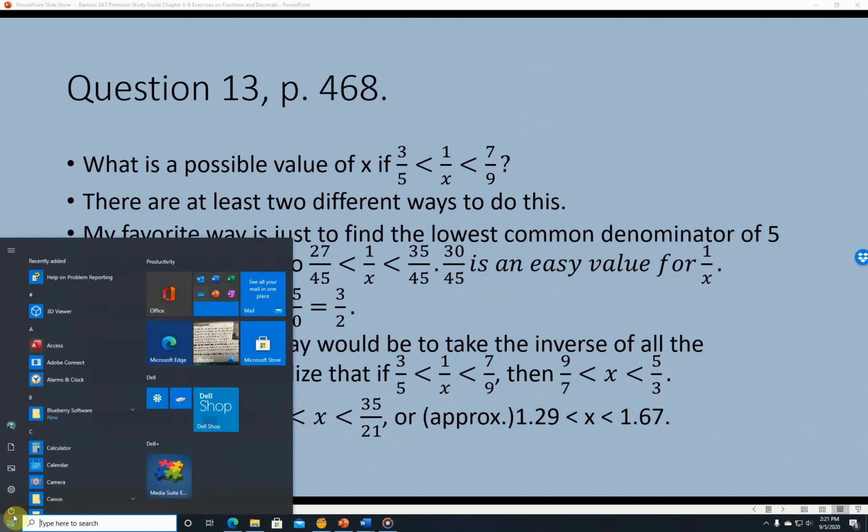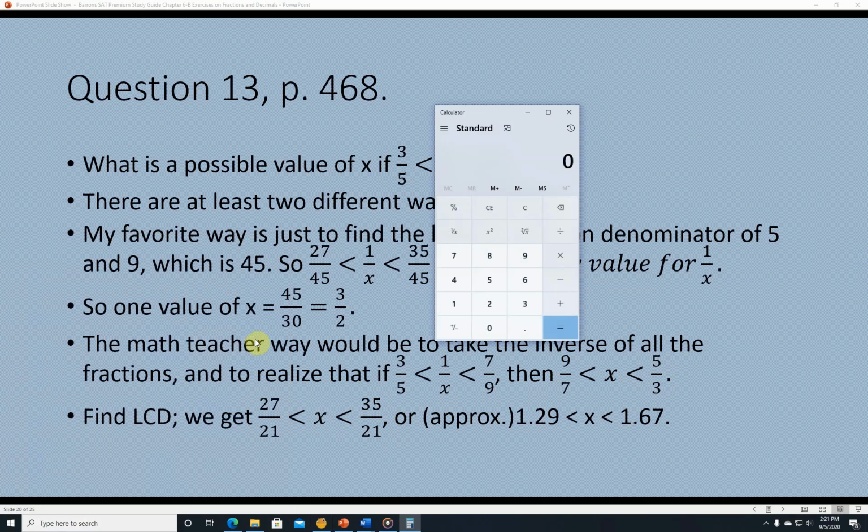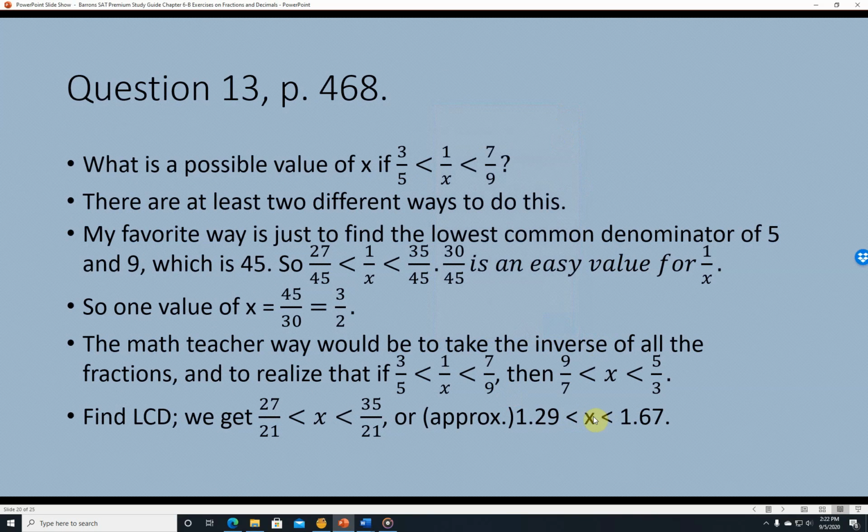We can pretty quickly just use our calculator, assuming that we're allowed to use it, and just go 27 over 21, which is 1.2857, and so on. So I would just round it up to 1.29. And then 5/3, well, you should be able to figure that out, but in case you can't, 5 over 3 is 1.66666, so 1.67. All you need is a number in between, anything in that range. So again, I would probably just put 1.5, but you can put whatever you like.